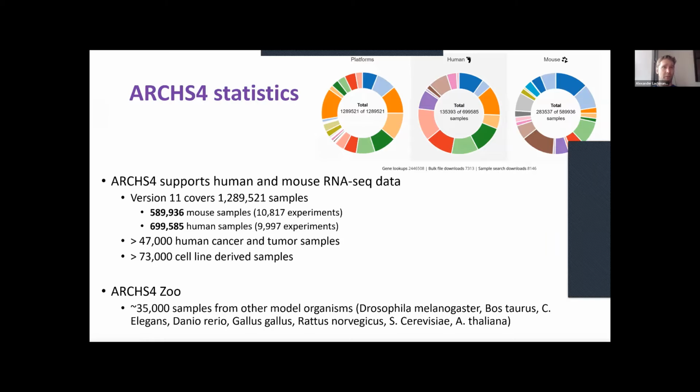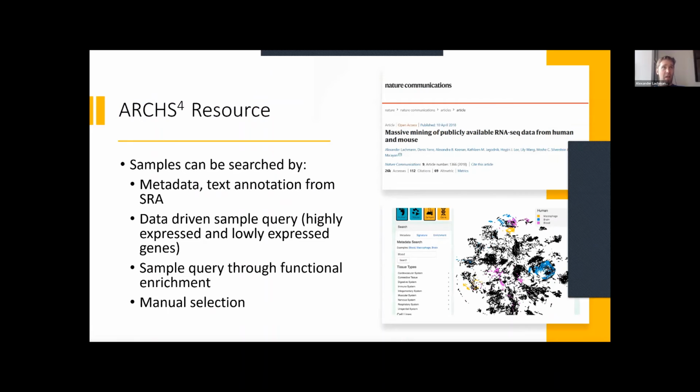So this is just a quick breakdown. We have about 600,000 mouse samples and 700,000 human samples. And then we also have a couple of samples from other species, but that's a much smaller data set from 6 of the most common RNA-seq data sets for other species.